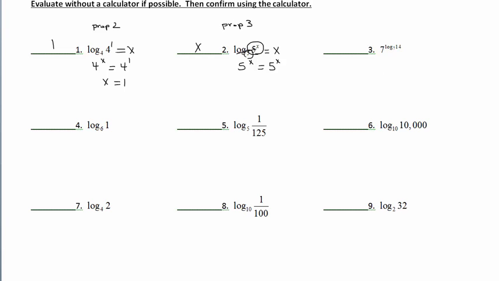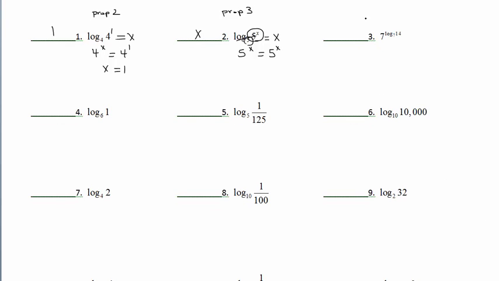Example 3 most closely looks like, when you look at properties again, the second part of property 3. So what's this answer? Well, 7 is an exponential. Its exponent is a log with the same base, 7. So these two must undo each other, so my answer is 14.